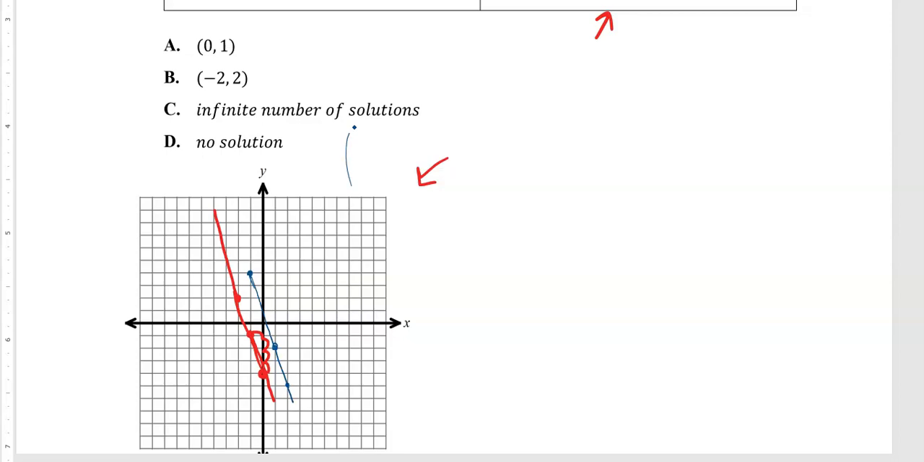Okay, as you can see between these points right here and here, my slope is actually the same. So because my slope is the same and my y-intercept is different, that means that these are going to have no solution. So for 37, your answer is D.